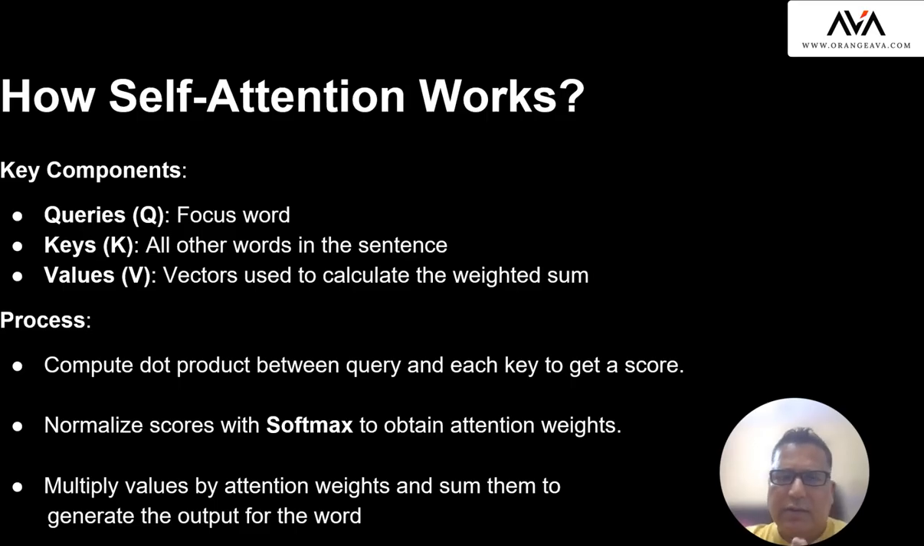How does it work? The three basic things about self attention are queries, which are nothing but the focus word, keys, which can be every other word in the sentence, and values, which are the vectors which are used to calculate the weighted sum. We'll see an example, but what happens is we compute the dot product between query and each key to get a score. We normalize scores with softmax, and then we multiply values by attention weights and sum them to generate the final output.